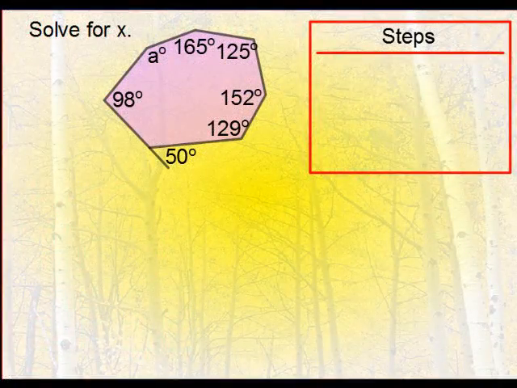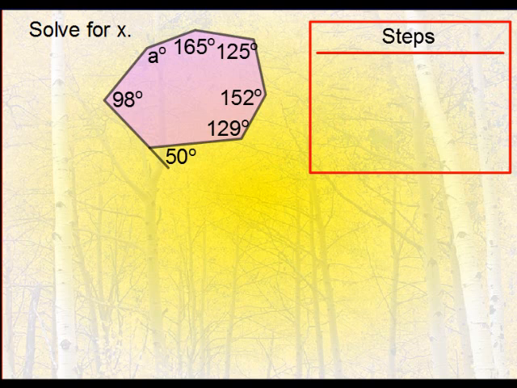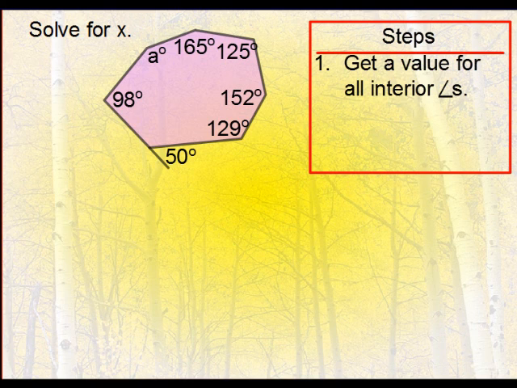Okay, for this one, we're given this polygon, and what you want to do is determine the measure of one of the unknown angles. There are essentially 3 steps to follow on this. The first step that you'll want is to make sure that you have a value for each and every single interior angle. You'll notice that we have one for the 98, A, 165, 125, 152, 129, but none for this one.